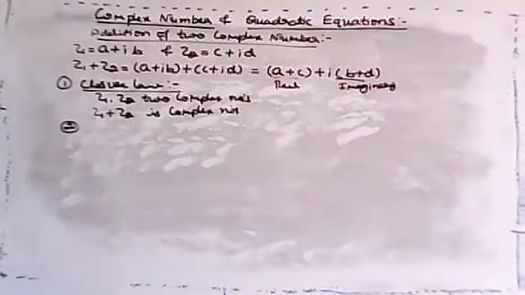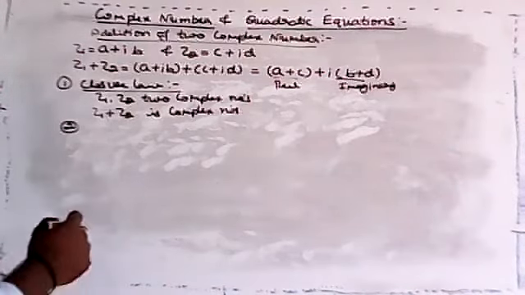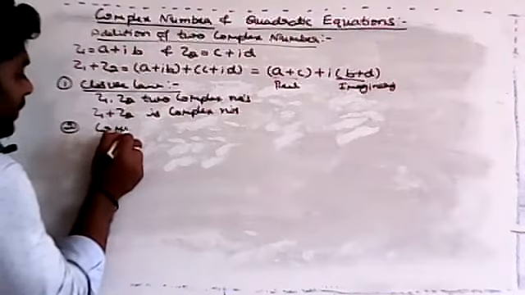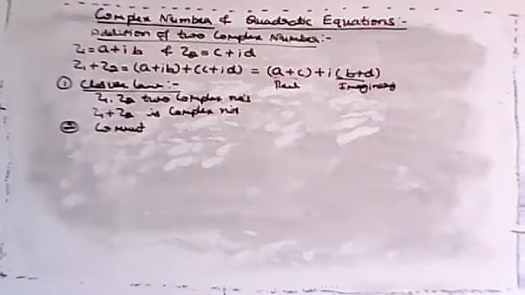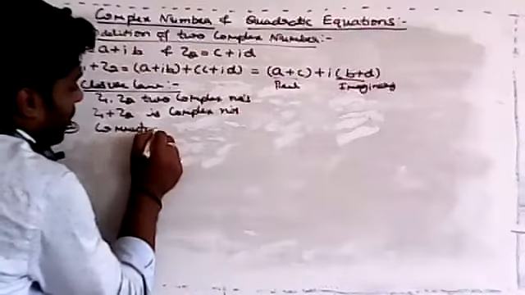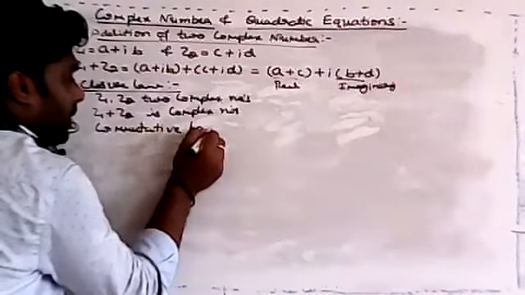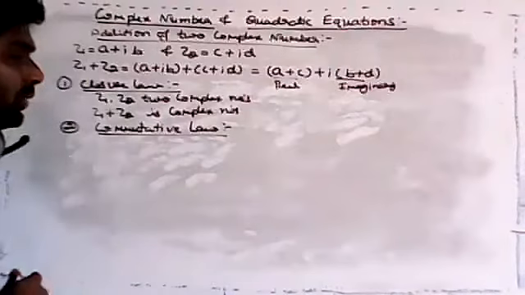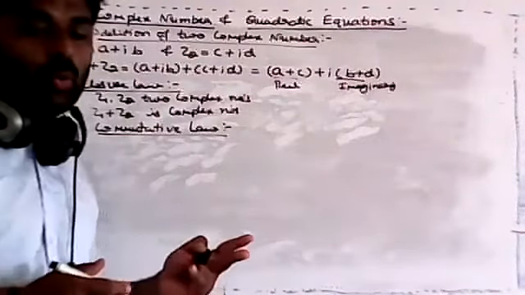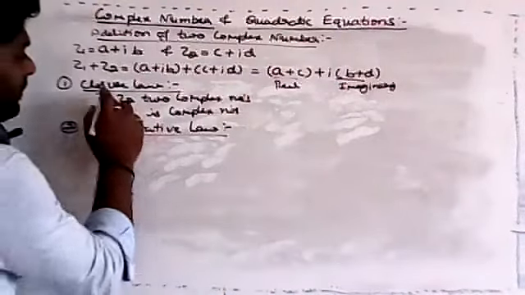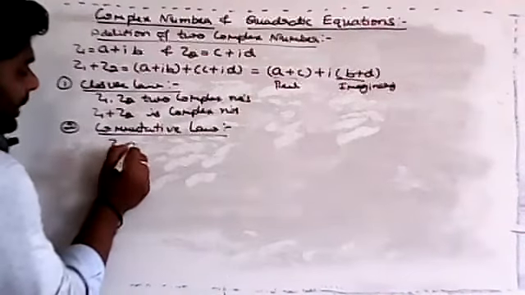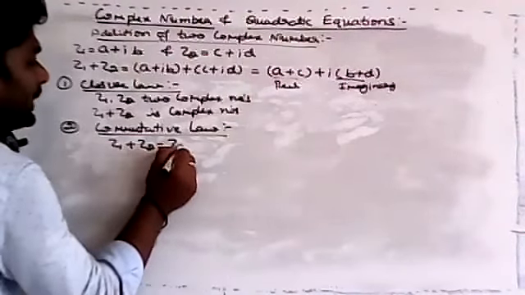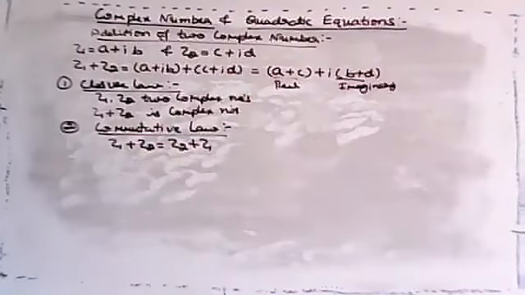Okay, after closure law, which is the second one we'll get? After closure, which one we have to write? Commutative law, correct? So commutative law means what? Here also we have to take two complex numbers, Z1 and Z2. So Z1 plus Z2 is equal to what? Z2 plus Z1. That is the commutative law.